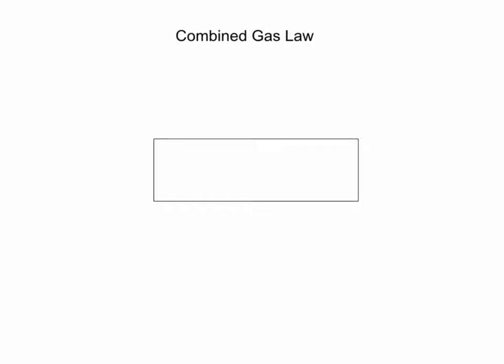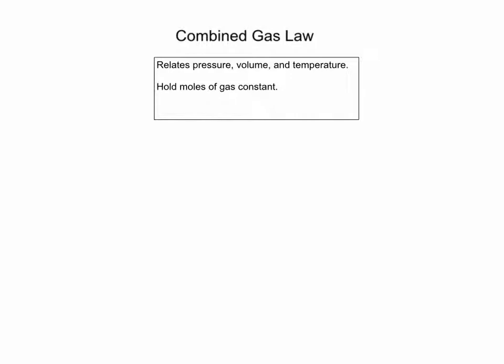The combined gas law is a way of relating pressure, volume, and temperature all together. And the only thing that we're going to hold constant is moles of gas. So we can relate pressure, volume, and temperature together, just holding moles of gas constant using this law. And it's just a combination of the laws that you've seen before.